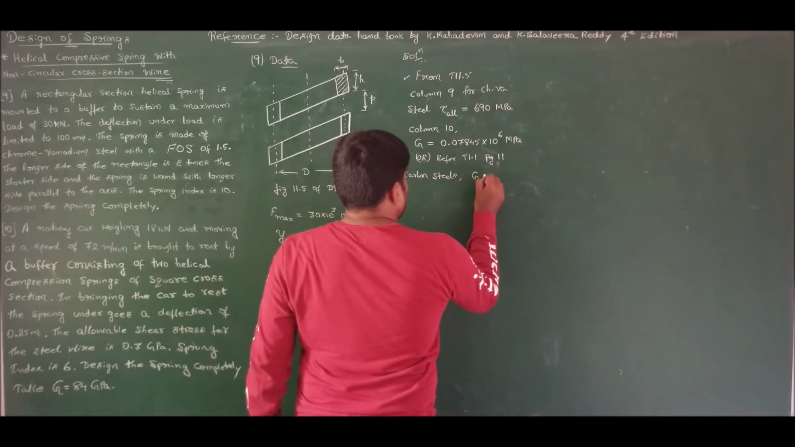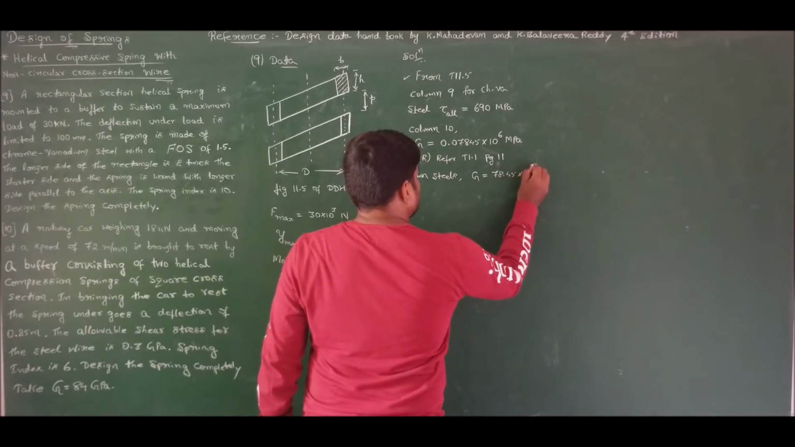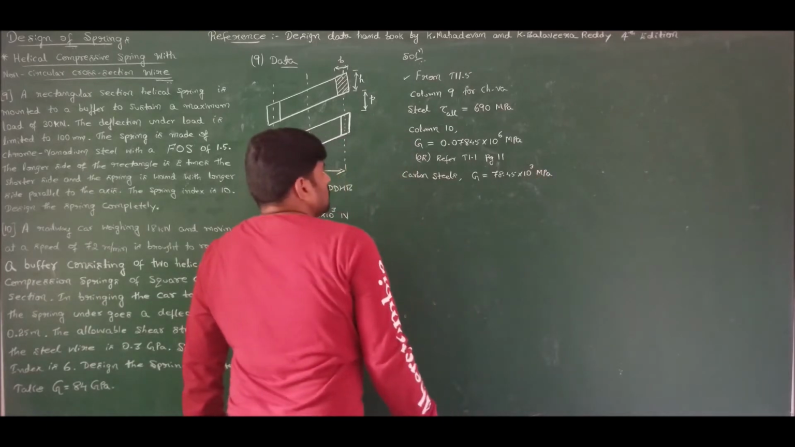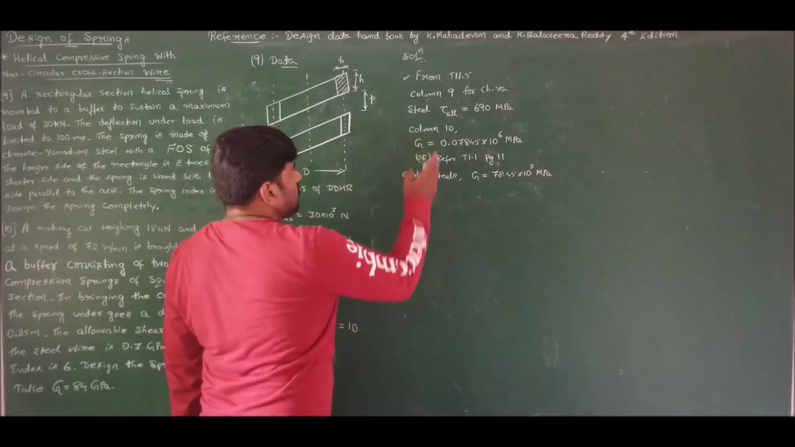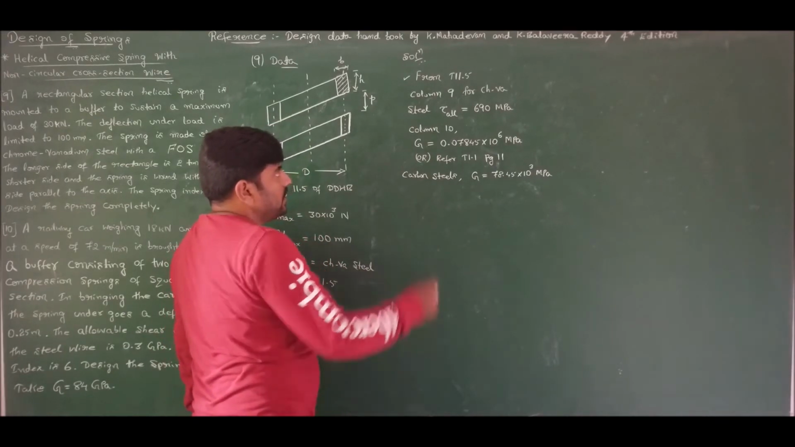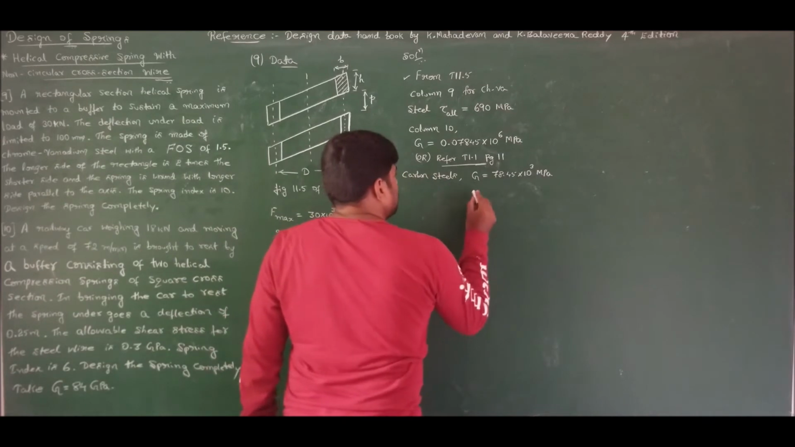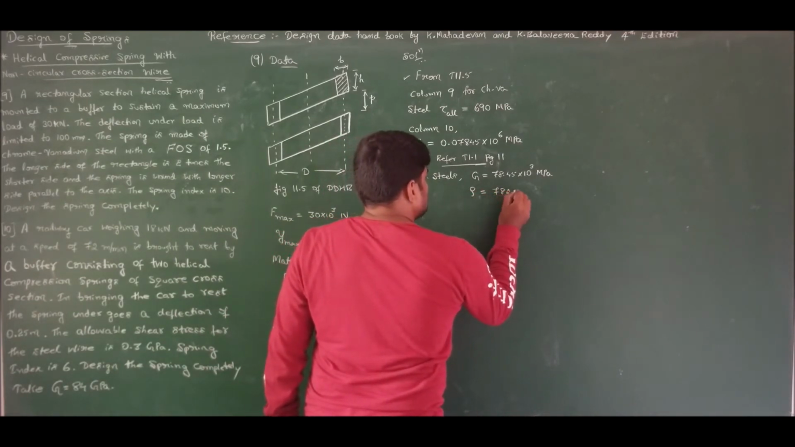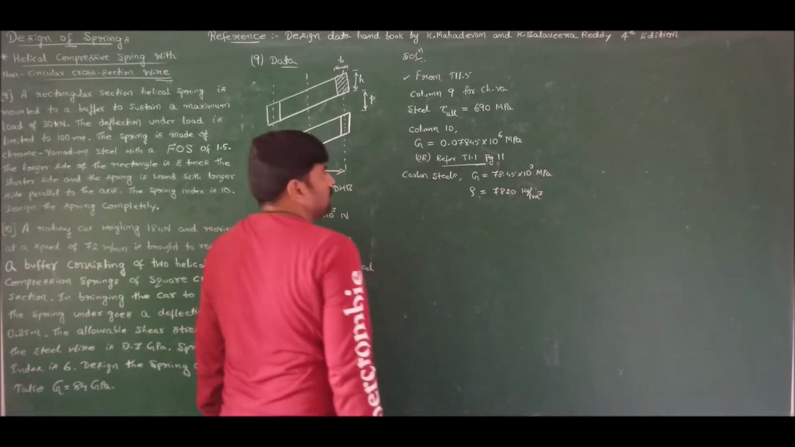We have modulus of rigidity as 78.45 into 10 to the power of 3 megapascals, which is the same as the value given in table 11.5, referring to column 10. And from this table, if you refer, you will get the density value also. So density is specified as 7820 kg per meter cube.